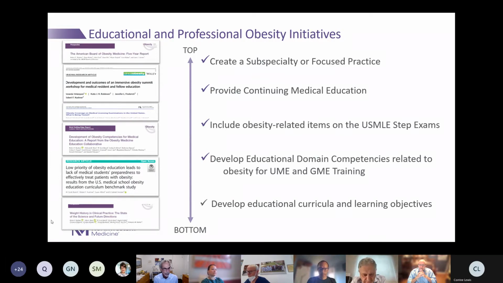For the rest of the talk, I'm not going to talk at all about the American Board of Obesity Medicine or some of these other graduate training things. I'm going to focus more on the bottom part, which is what's the lay of the land regarding what we're doing in obesity care, obesity training, and OMEC.